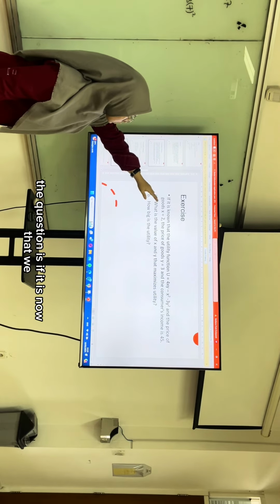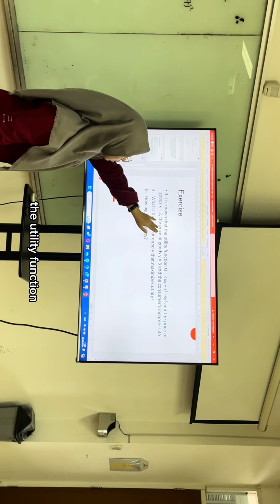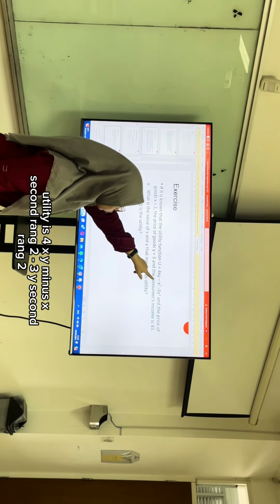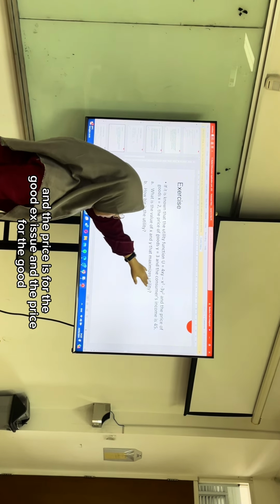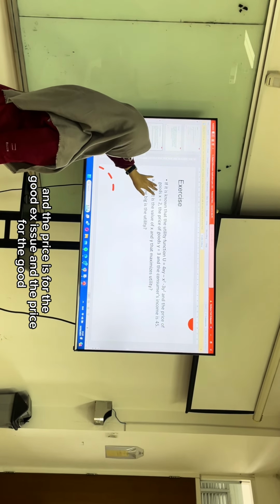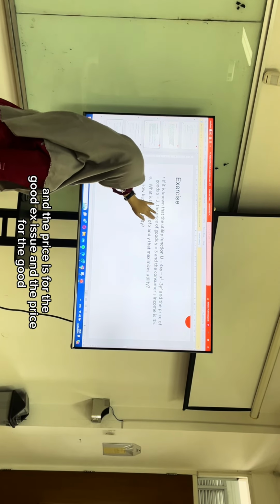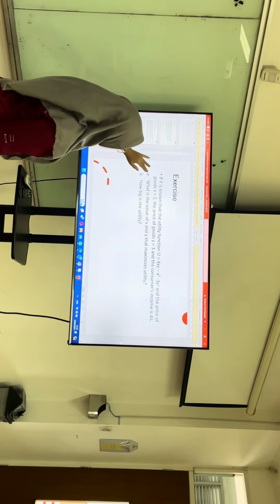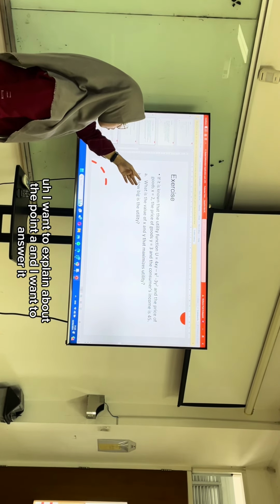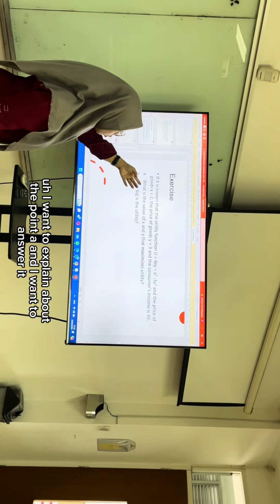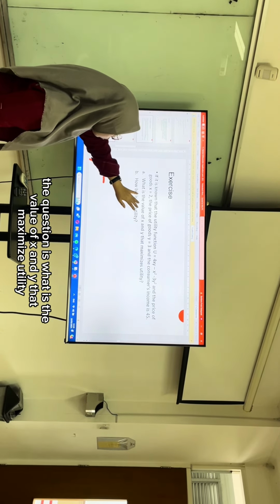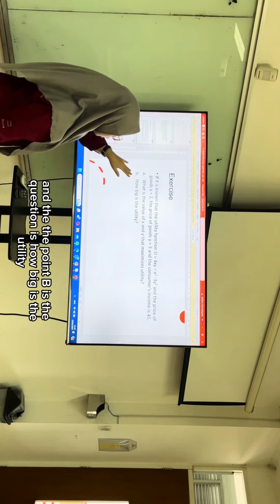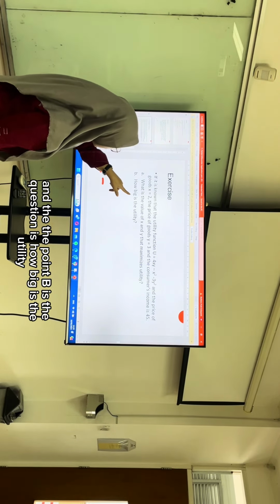The question is: the utility function is 4xy minus x squared minus 3y squared, the price of good x is 2, the price of good y is 3, and the consumer income is 45. Point A: what are the values of x and y that maximize utility? And point B: how big is the utility?